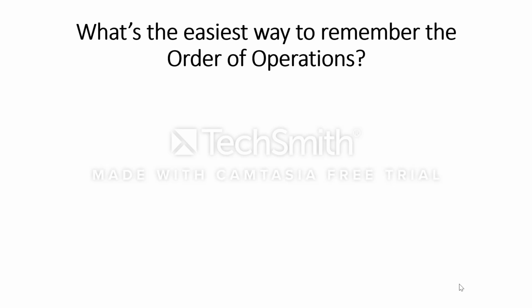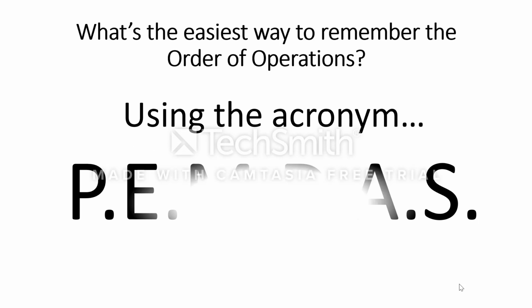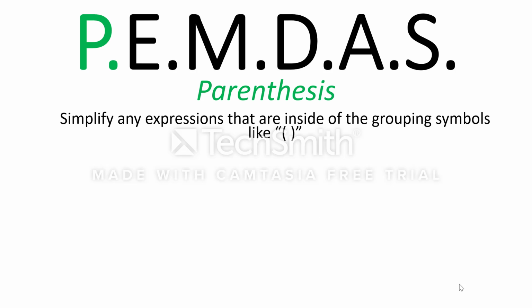What's the easiest way to remember the order of operations? Using the acronym PEMDAS. Each letter represents a different operation. We're going to work through each letter with an example. Let's talk about P. The P is for parentheses. This means to simplify any expressions that are inside of the grouping symbols.